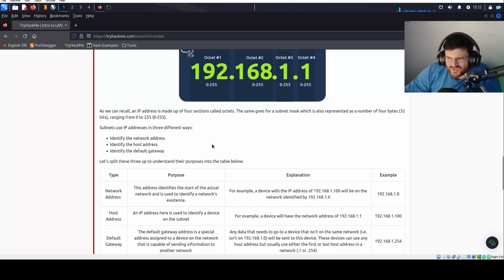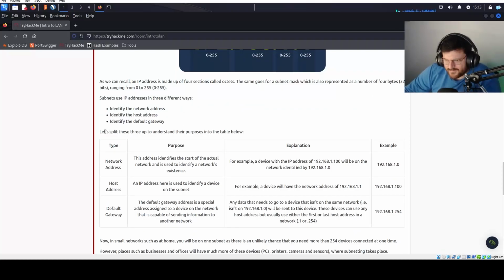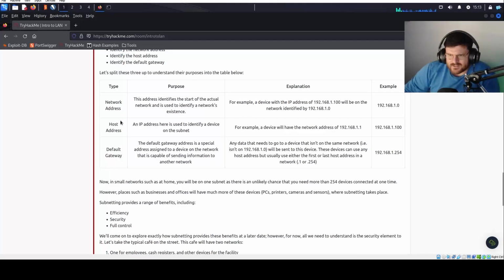Subnets use IP addresses in 3 different ways. Identify the network address, identify the host address, identify the default gateway. Let's split these 3 up to understand their purpose in the table below. A network address. This address identifies the start of the actual network, and it is used to identify a network's existence. For example, a device with the IP address 192.168.1.100 will be on the network identified by 192.168.1.0.